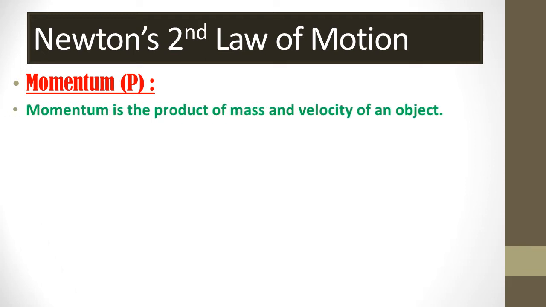The symbol for momentum is capital P. Momentum is the product of mass and velocity of an object. The formula for momentum is P equals mv, where P is momentum, m is the mass of an object, and v is the velocity of an object. Momentum is a vector quantity. Now what is meant by vector quantity? It is a physical quantity which has magnitude as well as direction, and the direction of momentum is the same as that of velocity.